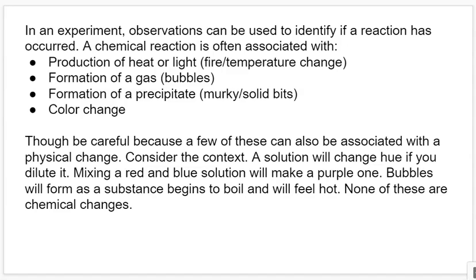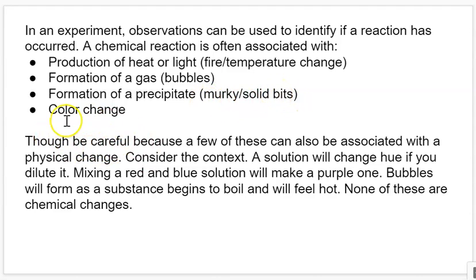So if you're doing an experiment, you can use observations to identify if a chemical reaction is occurring. And chemical reactions are usually associated with the production of heat or light and/or fire, formation of bubbles. That usually means a gas is being formed. Formation of a precipitate, that's a solid being formed in the process. And if it's an aqueous solution, you'll end up with a murky solution or solid bits dropping to the bottom.